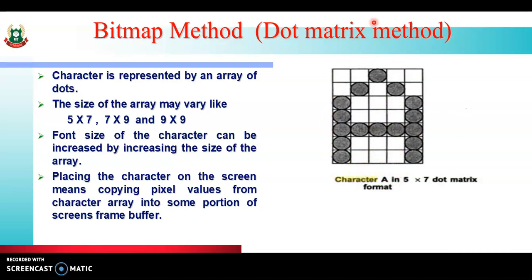So see the figure. Here we have taken the array of 5 by 7 and display character A, and the pixels or dots showing the A are only highlighted. So this is how by using bitmap method or dot matrix method characters are displayed and generated on the screen.